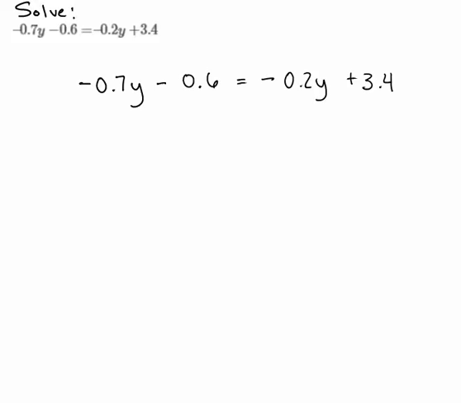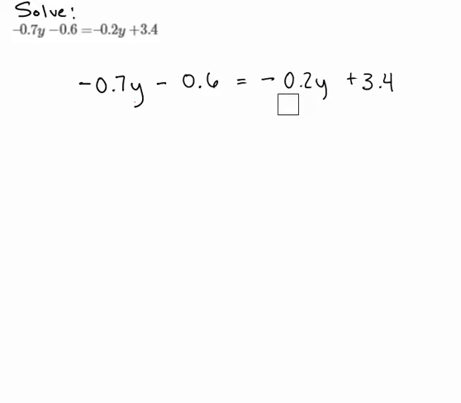The instructions on this equation ask us to solve, and then we can write our answer either as an integer or a fraction or a decimal, just depending on how it comes out. So the first thing I notice is that we've got variable terms on both sides of the equation. So what I like to do is get those on the same side.